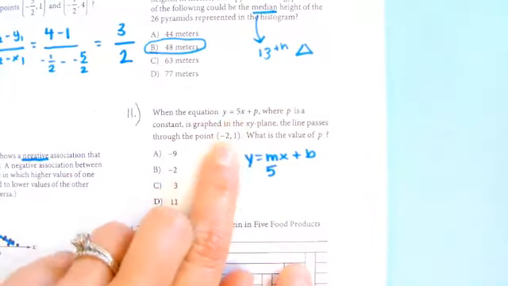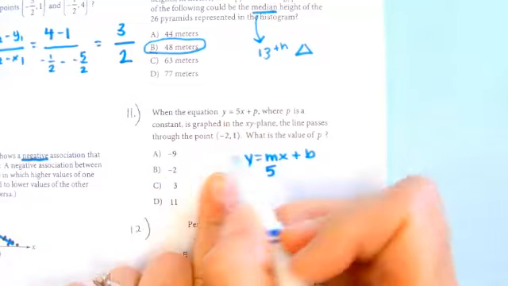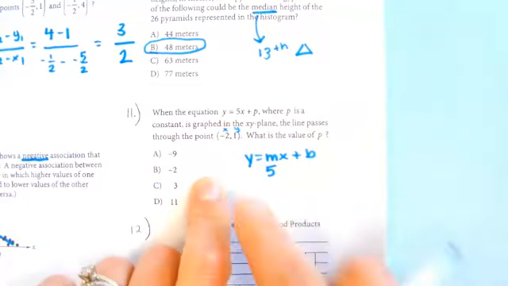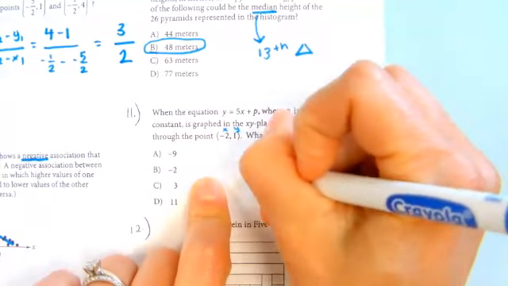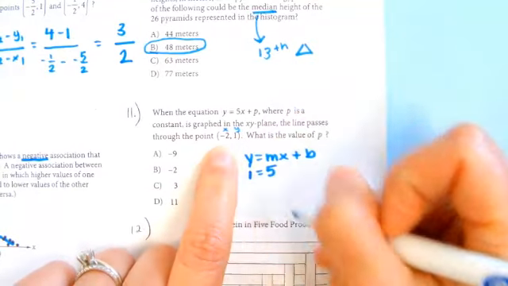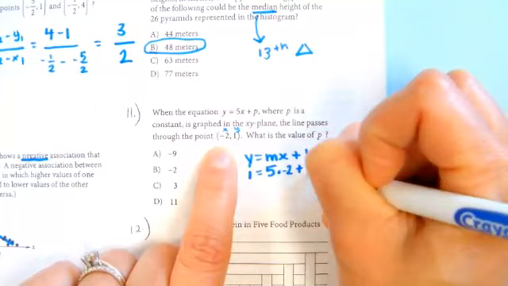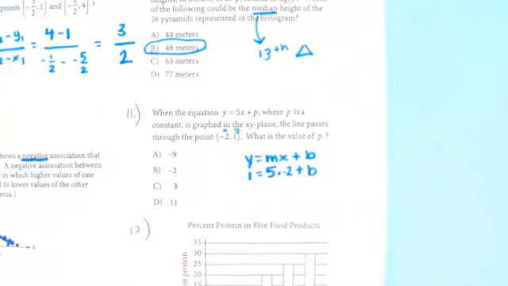And the other piece of information is this ordered pair. We know this is x and this is y. Okay? So y is 1. Let's put that in. Equals. X is -2, so we're going to put times -2. And what we know is that it's missing b. They just named it p on this test. Okay? And now we solve it.